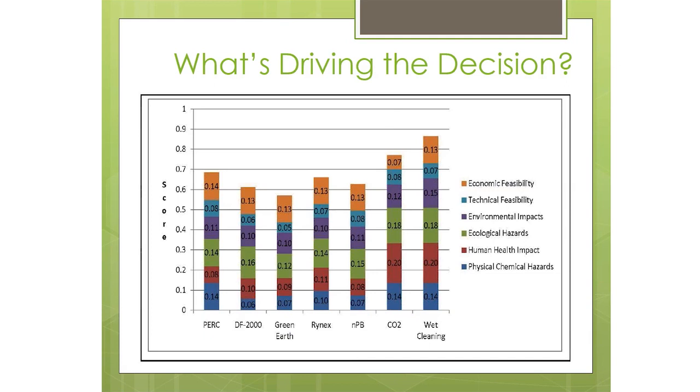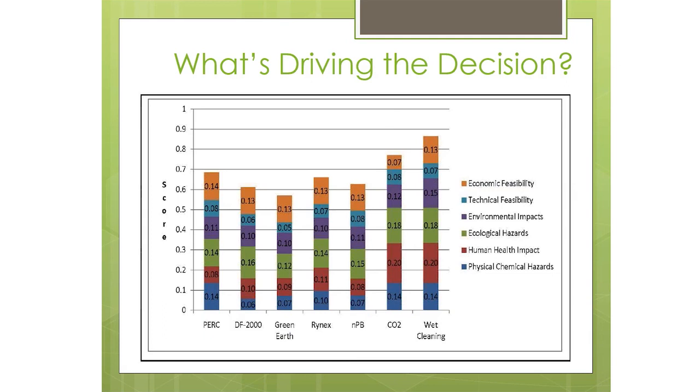And what this shows you is that you can see what's driving your decision. So you could skew your weights on human health and environment pretty high, and you'd still find that what really drove your decision may be the economic feasibility of wet cleaning and CO2. So wet cleaning, by the way, the taller bar is the better score. Wet cleaning comes out top, even though it's equivalent in ecological hazards, for example, to many of the other options. It is a much better option than the CO2, which is the other preferable option.